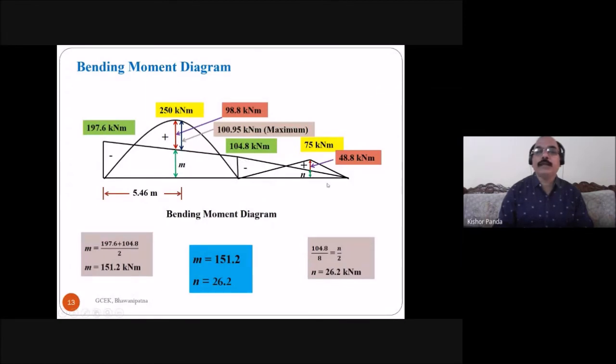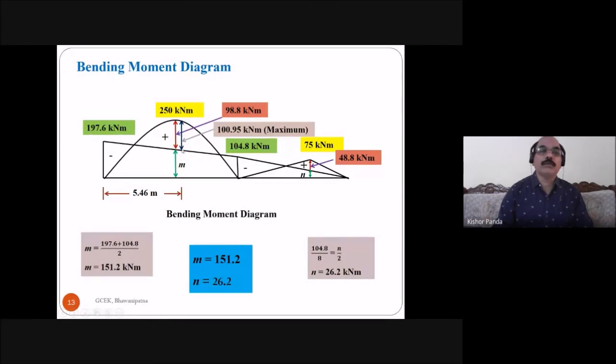104.8 divided by 8 is equal to n divided by 2. After simplification you will get n equal to 26.2 kilonewton meter. Here you got this moment. Then from the total of 75 kilonewton meter, you will deduct this one, then you will get the positive moment at E. This is 75 minus 26.2, which is equal to 48.8 kilonewton meter. But here you see, you have the UDL and this is the parabola, but you don't know where you will get the maximum positive moment.